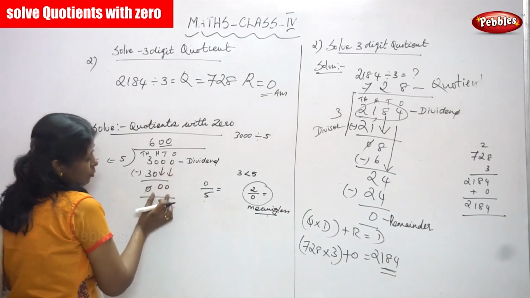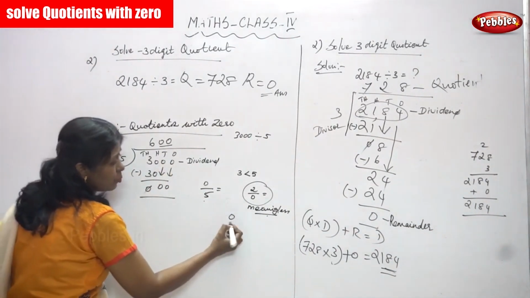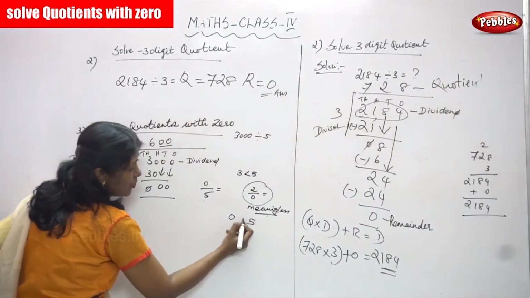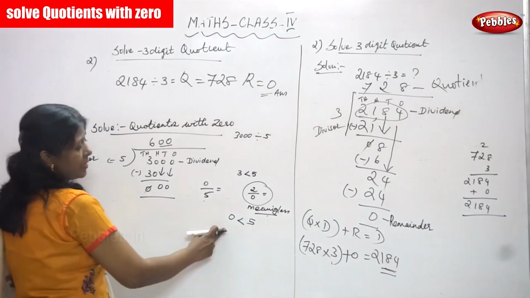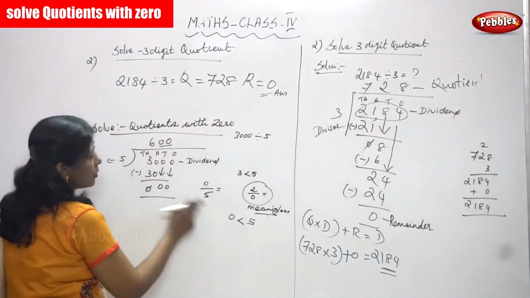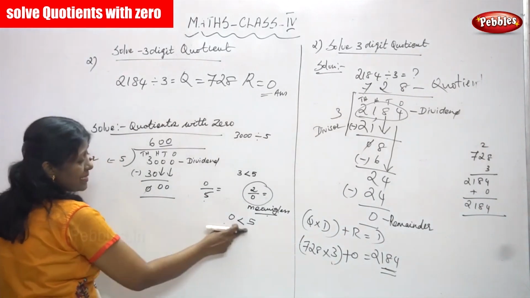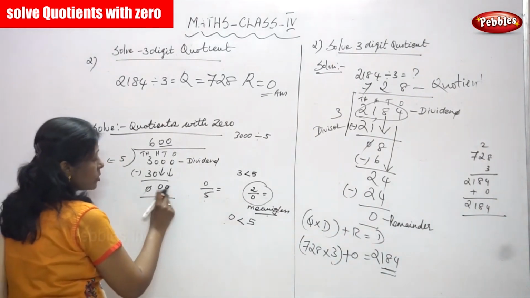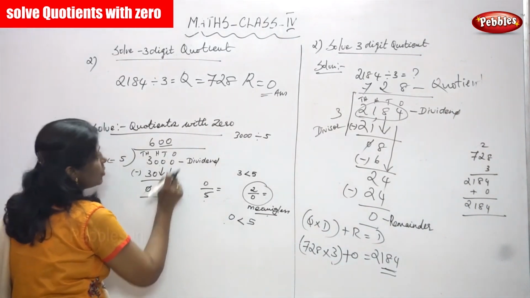The 0 you have to bring down and compare 0 and 5. 0 is less than 5, so you can't divide. Now how many zeros are here? 2 zeros. You have to take these 2 zeros as a quotient.